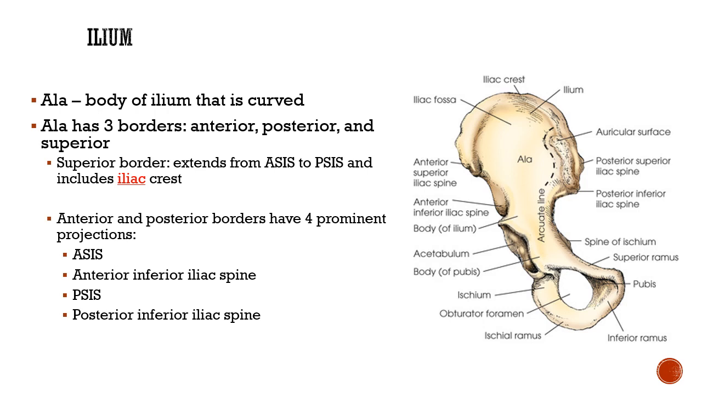The ilium has the ala. The ala is the body of the ilium that is curved. The ala has three borders, anterior, posterior, and superior. The superior border extends from the ASIS to the posterior superior iliac spine and includes the iliac crest. We have four prominent projections, which we've already talked about, the ASIS, the anterior inferior iliac spine, the posterior superior iliac spine, and then the posterior inferior iliac spine.